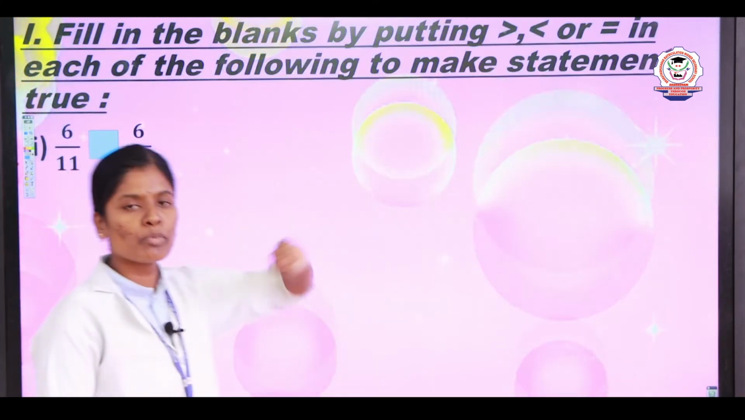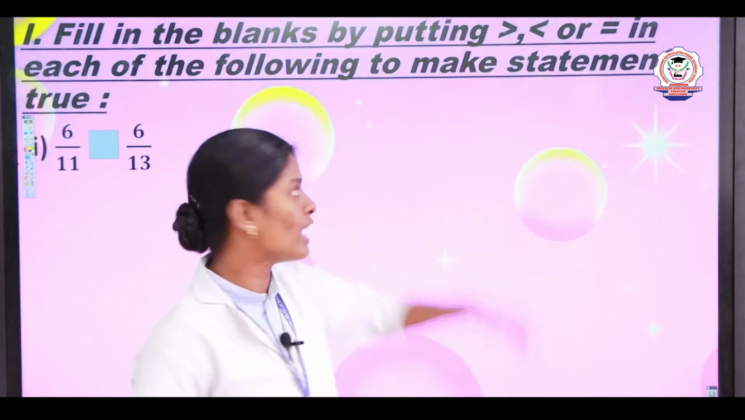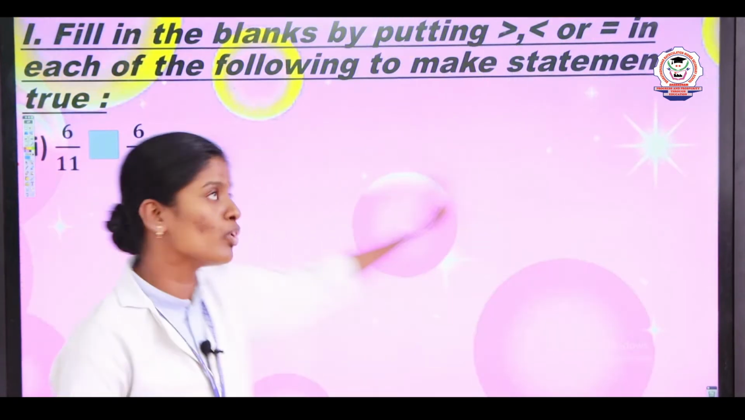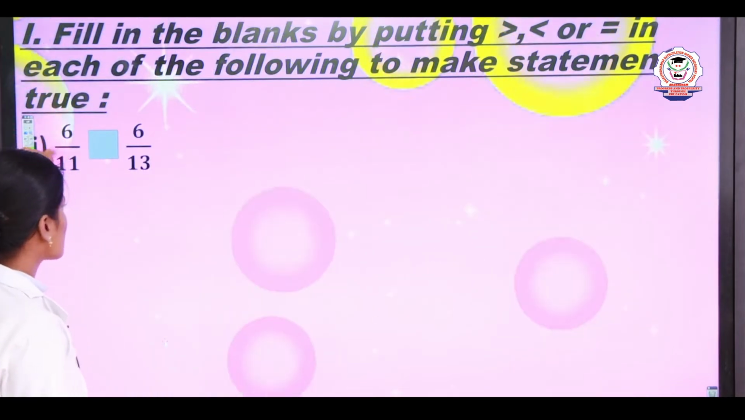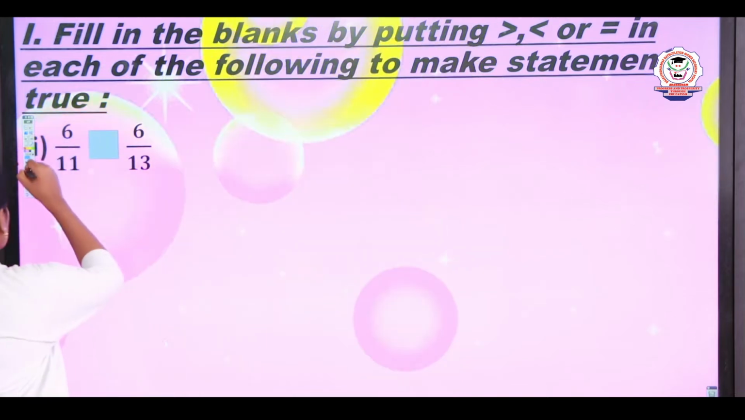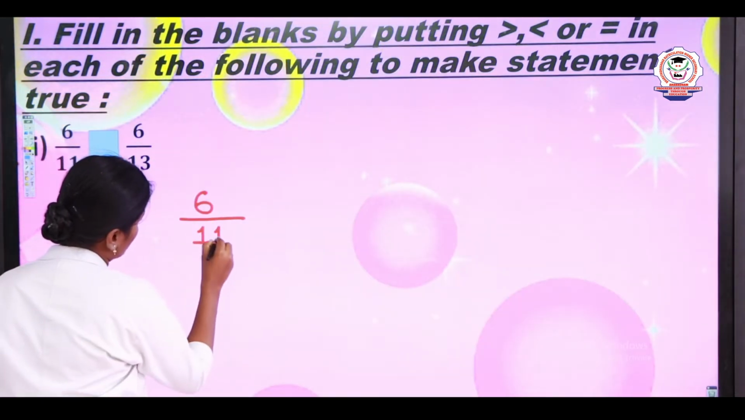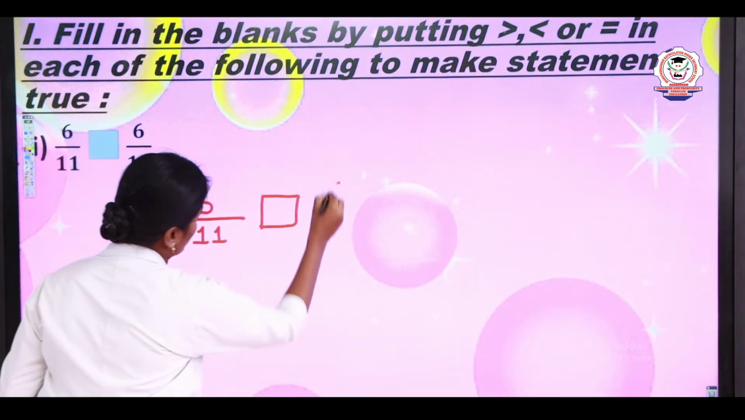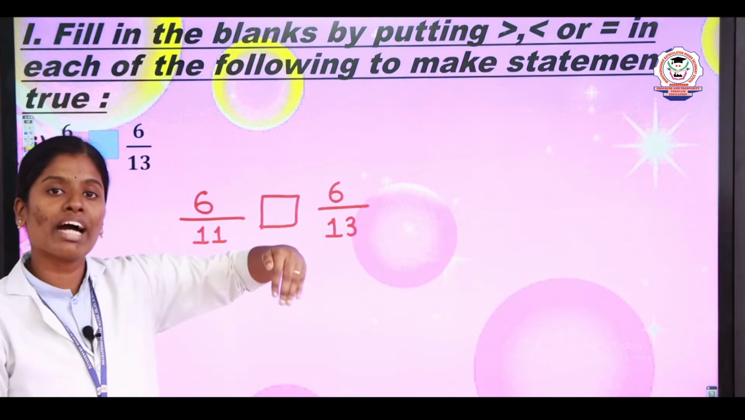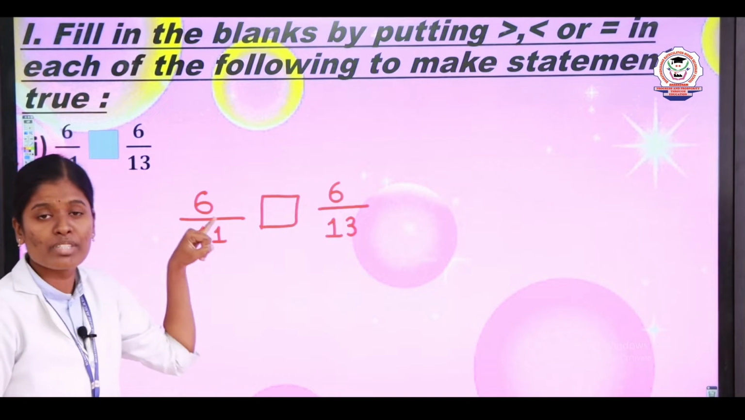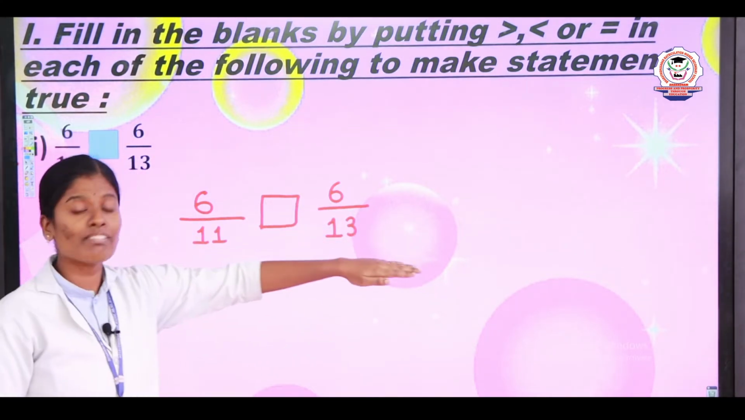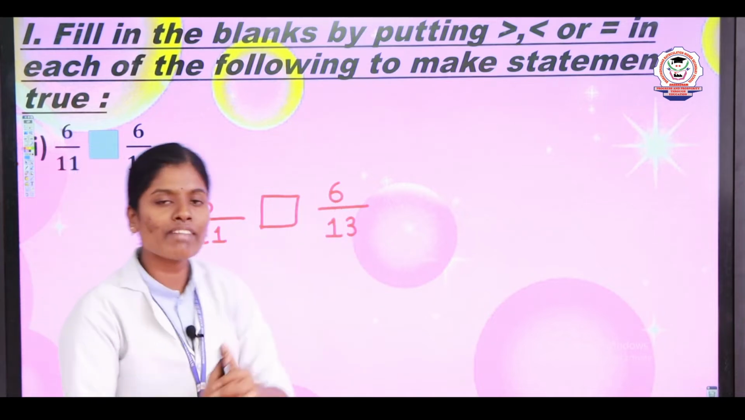Fill in the blanks by putting greater than or less than or equal in each of the following to make the statement true. Our first question is 6 by 11, 6 by 13. So listen children, in the first we have the fraction, the numerator value is 6 and the denominator value is 11. Here the numerator value is 6 and the denominator value is 13.